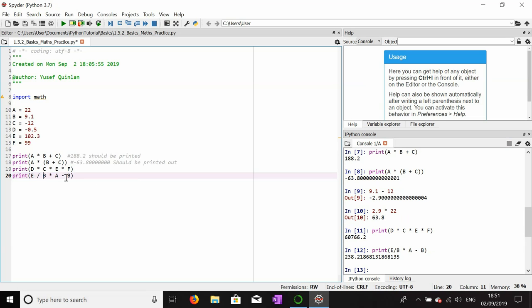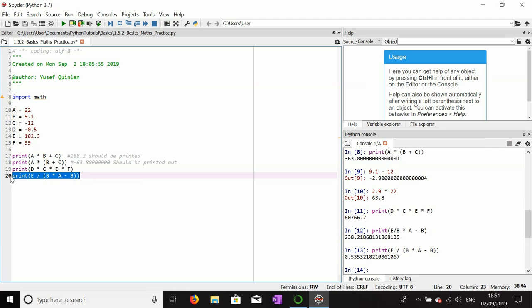So at the moment it's 238. Let's assume that we divide this by this. Now, let's instead do that. And now it's a totally different number. So you see how these parentheses in different places completely change what number gets printed out.